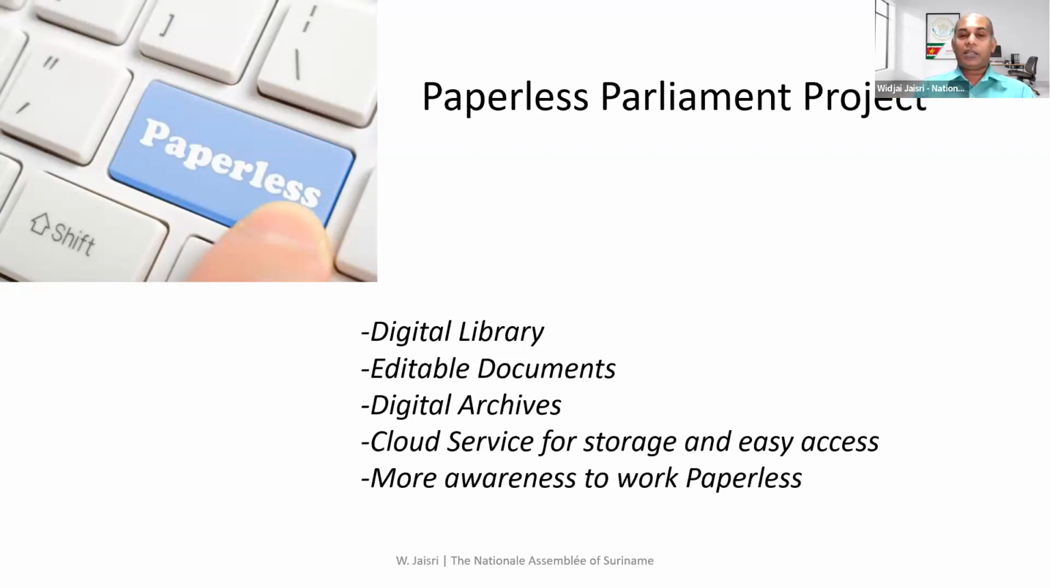We also have digital archives in the cloud and on premises, because with the M-Files documents that we have, we must be very careful that they do not get lost. For that security, we have those files on premises on 3 storage devices and 1 in the cloud. If something happened with the cloud, we still have it on 3 storage devices. Cloud service for storage and easy access, that is what we have with the digital archives, and more awareness to work paperless.